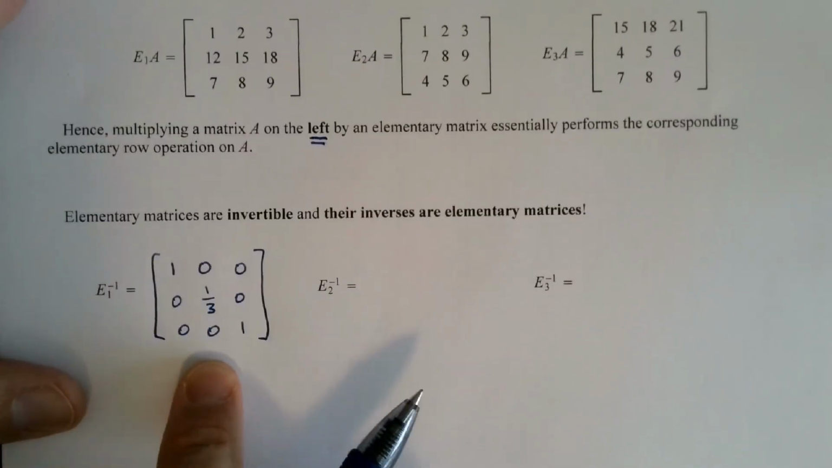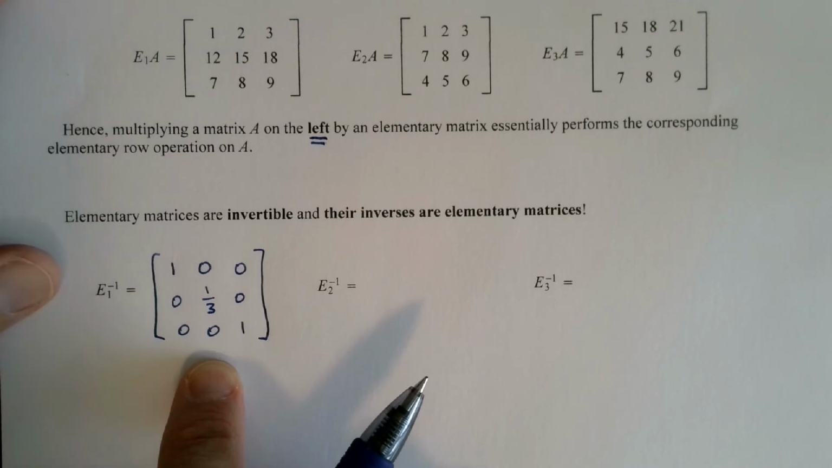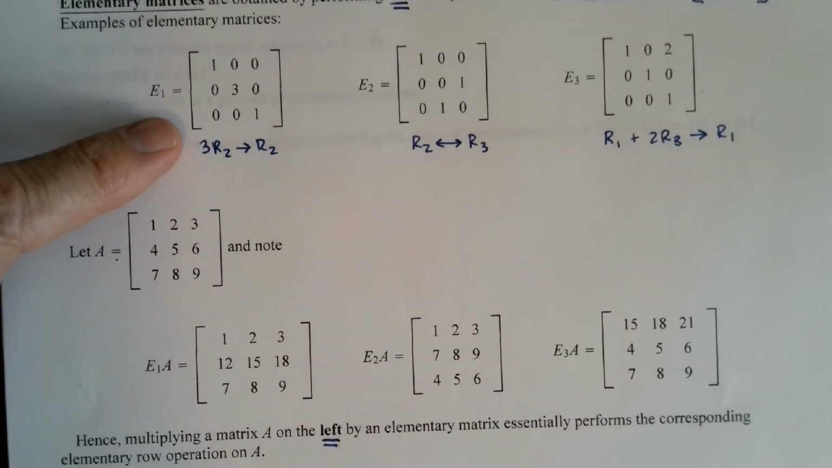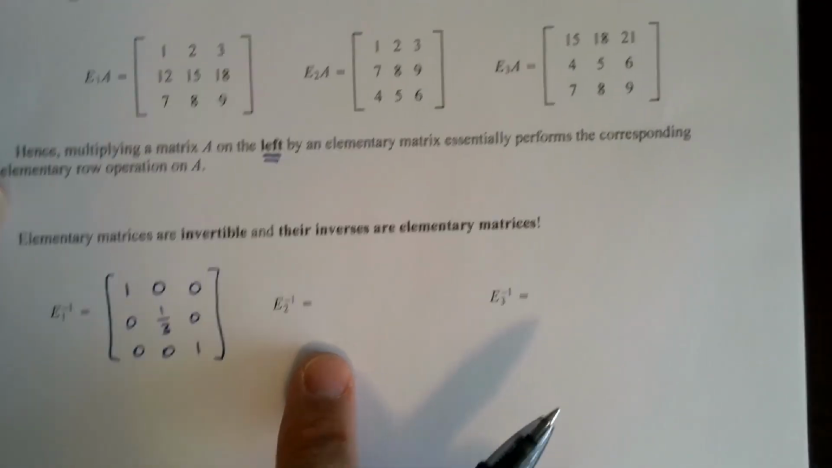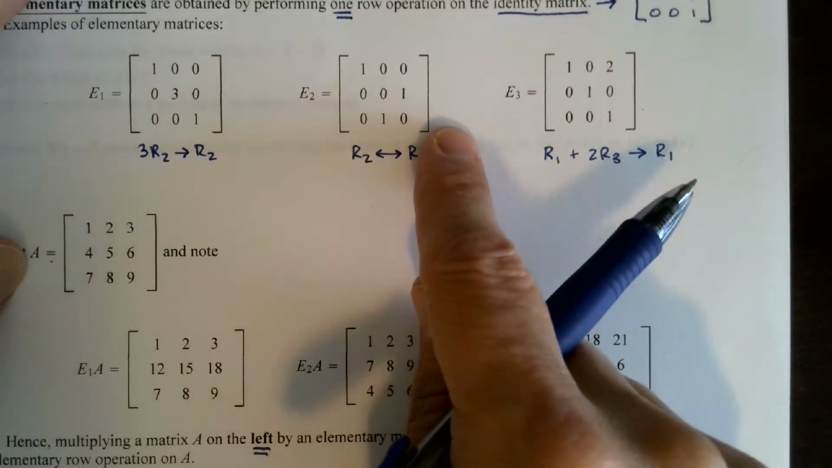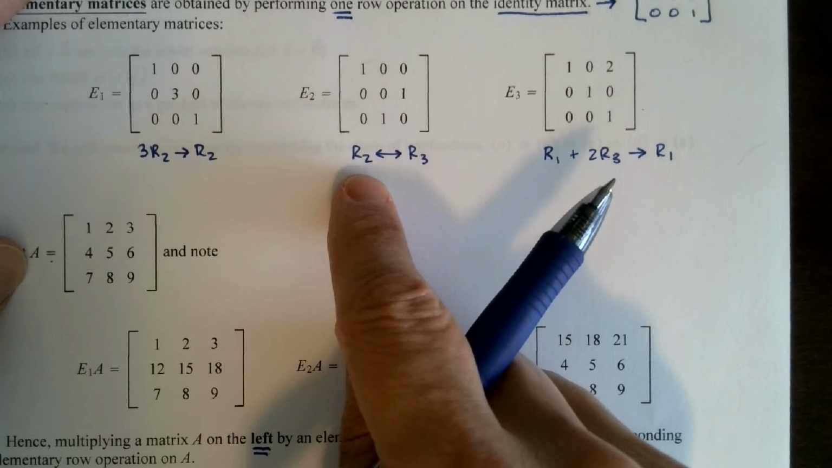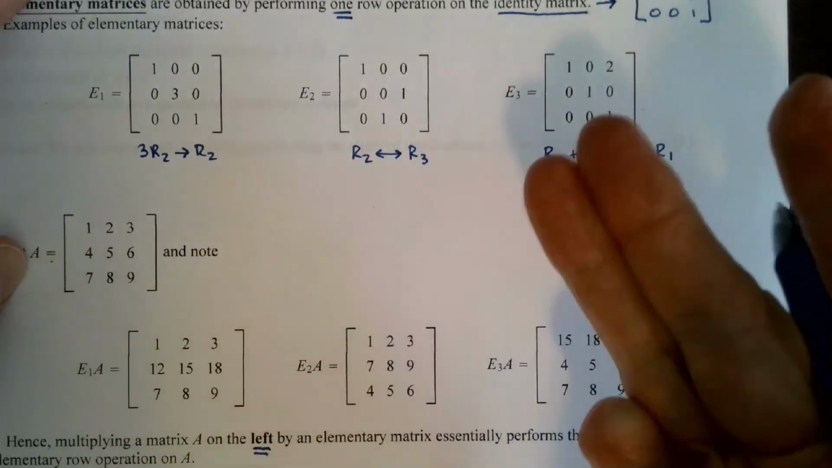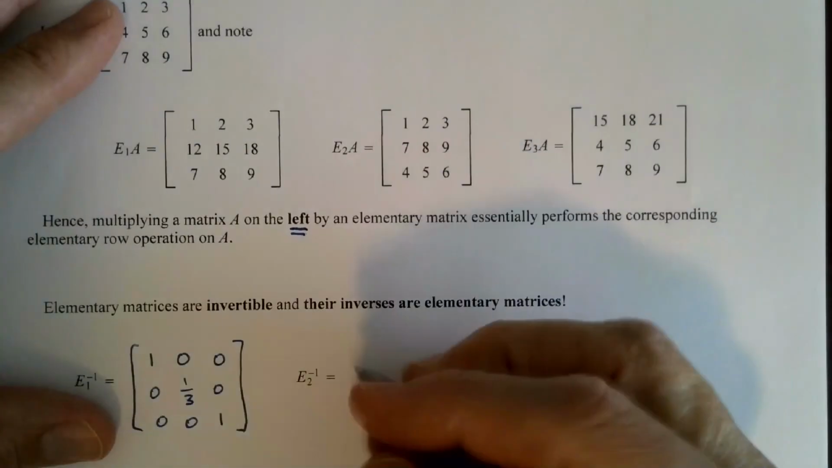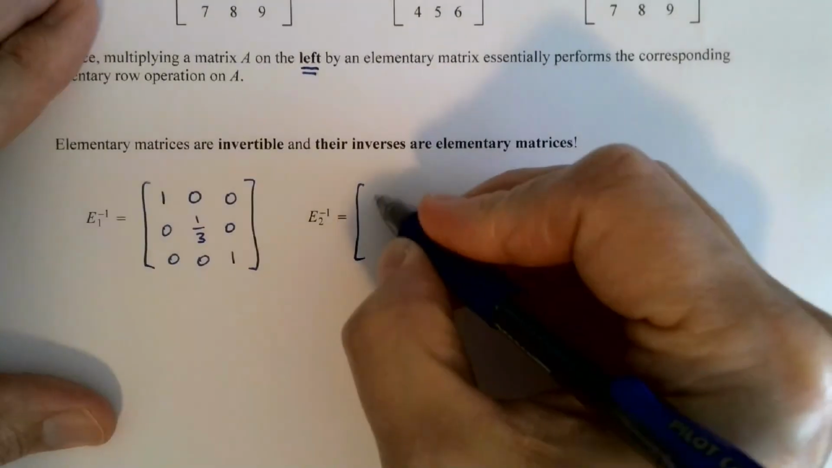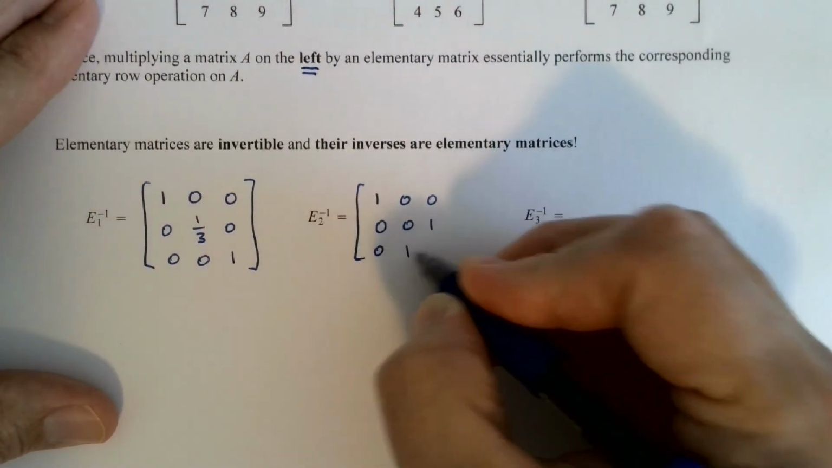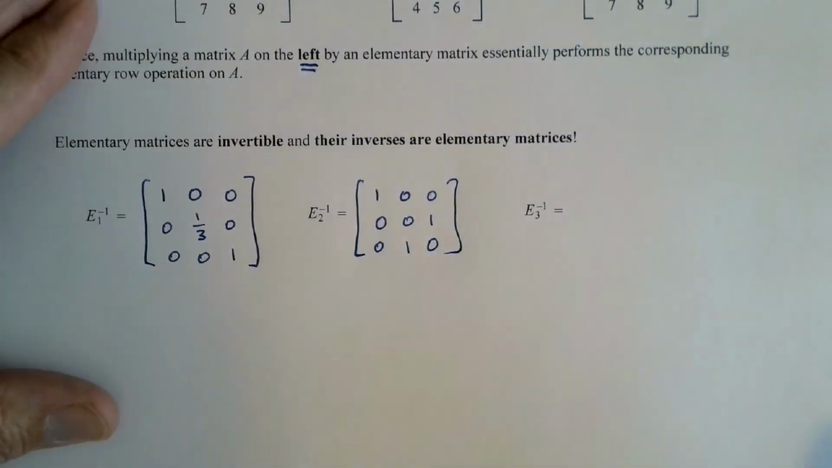Here's the inverse matrix for the matrix E1. And you can see if I multiply this matrix times the one up here, I'm going to get the identity matrix. Well, what about the inverse for E2? How do I undo swapping rows 2 and 3? How do I get back to the identity matrix? Interestingly enough, I swap rows 2 and 3 again. I'll be back to the identity matrix. So the inverse of E sub 2 is the same as E sub 2. You swap rows 2 and 3 again to get back.